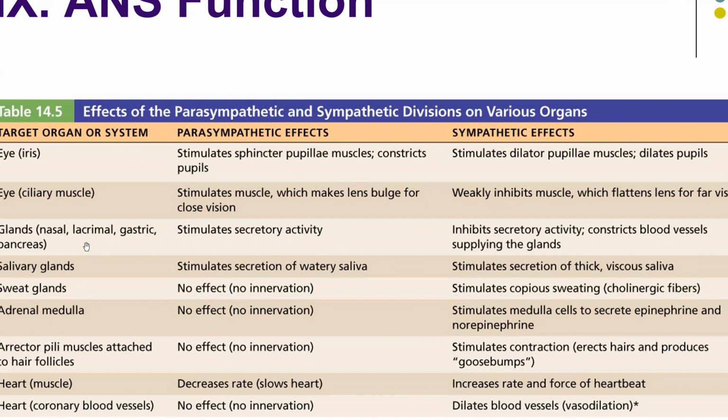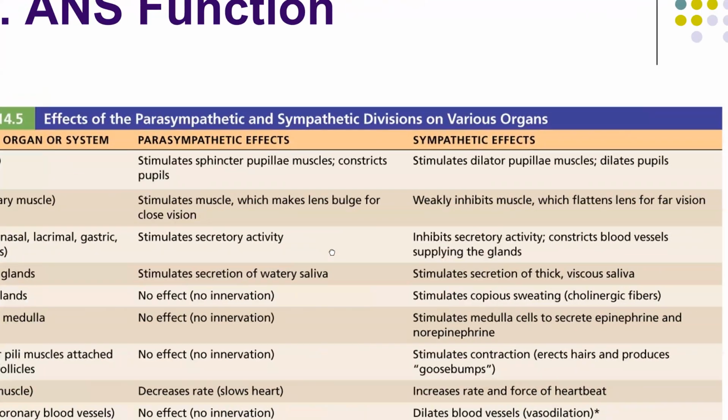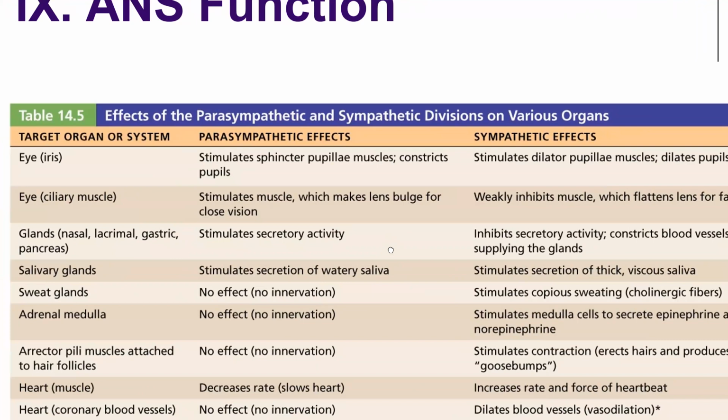All right, my glands, okay? Nasal, lacrimal, gastric, pancreas. Do I need to be digesting food when the T-Rex is chasing me? The answer is no, okay? The GI system essentially is in a decreased mode in the sympathetic system, okay? So the sympathetic system is going to inhibit the secretory activity and constrict the blood vessels supplying the glands. Whereas with parasympathetic, the T-Rex, we're grilling the T-Rex over the campfire and getting ready to eat, okay?